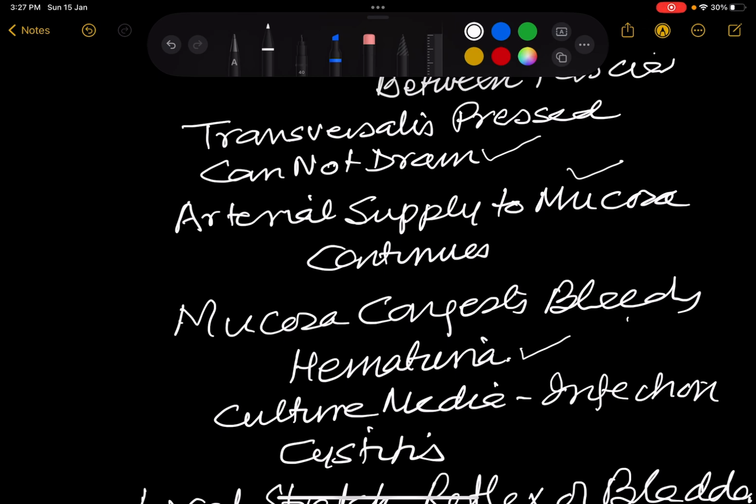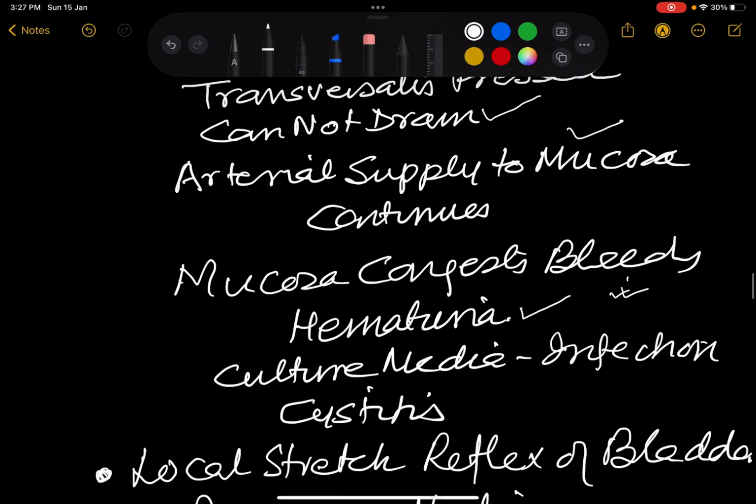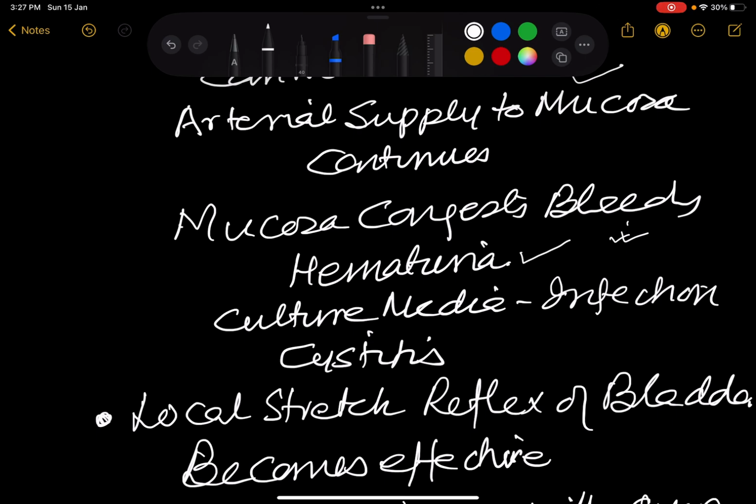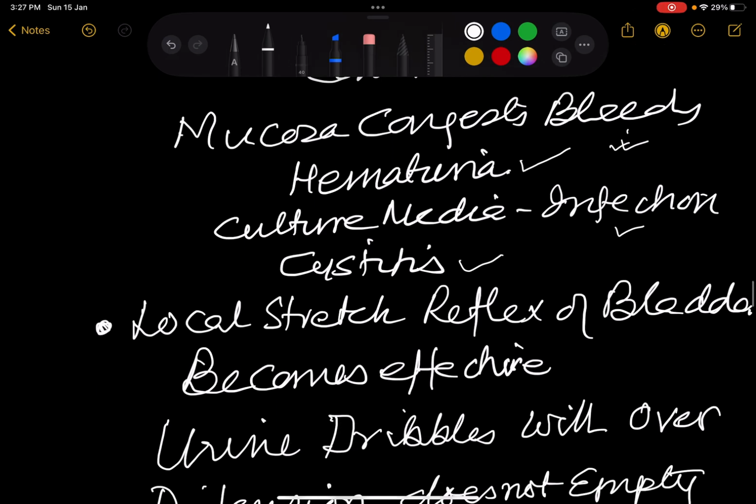Therefore, at the earliest possible moment in the pre-hospital care, you should be able to detect the over-distended bladder and put in a Foley's catheter to prevent this hematuria, to relieve the over-distension. Now, this hematuria can lead to infection because it's a good culture medium, and this can lead to cystitis.